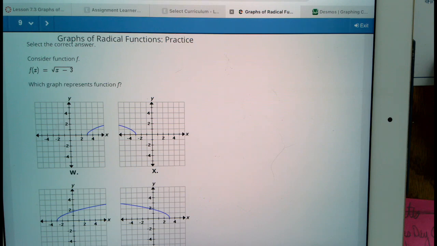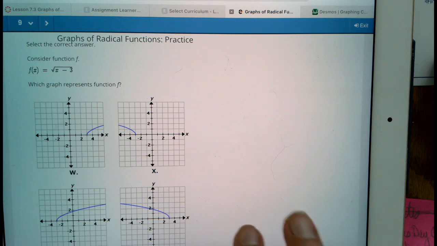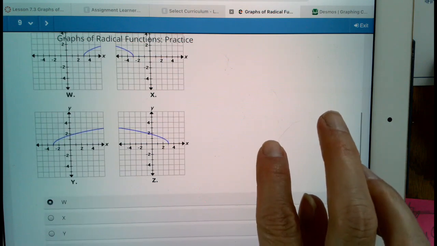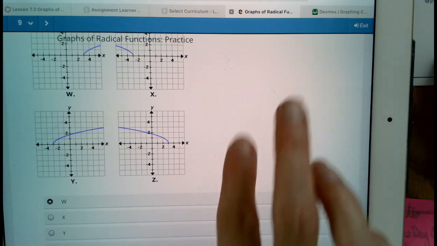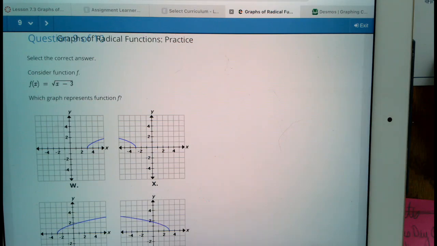However, I do not need to type this one into Desmos because I know what happens when minus 3 is inside the function. Minus 3 inside the function means that we move our graph right 3 spaces, and consequently what that means is that our answer should be W, which it is. You can type it into Desmos to check my work.